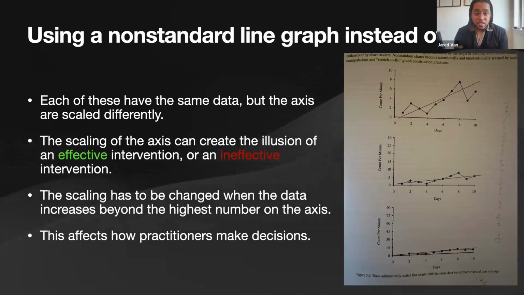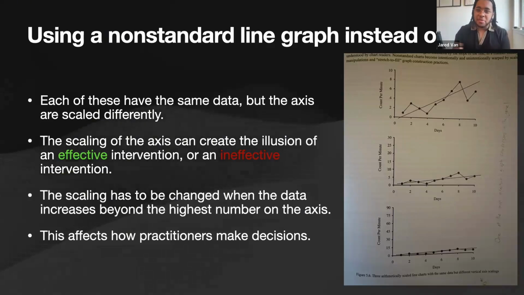And this affects how practitioners make decisions, because when you go to look at a person's poster, you should ask, why did you scale your axis like that? What rules were followed to select the scaling, and are they the same rules across different graphs? Not to attack those who use non-standard line graphs, because that's what we're taught. But we should question, is this the most scientifically rigorous practice, or is there a better way?